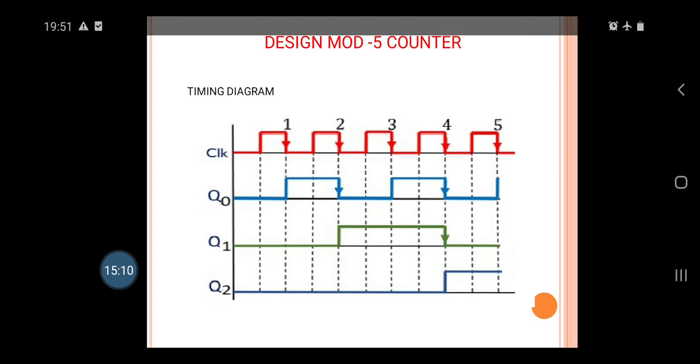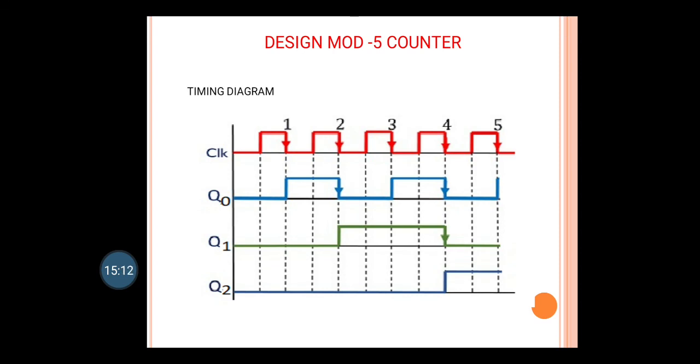Then the timing diagram of the modified counter is shown here. Only 5 clock pulses are required. So show only 5 clock pulses, and up to those 5 clock pulses, whatever the outputs Q0, Q1, Q2 are, you have to draw here.